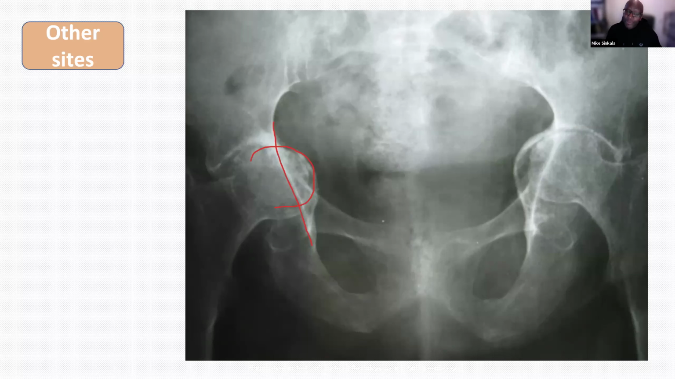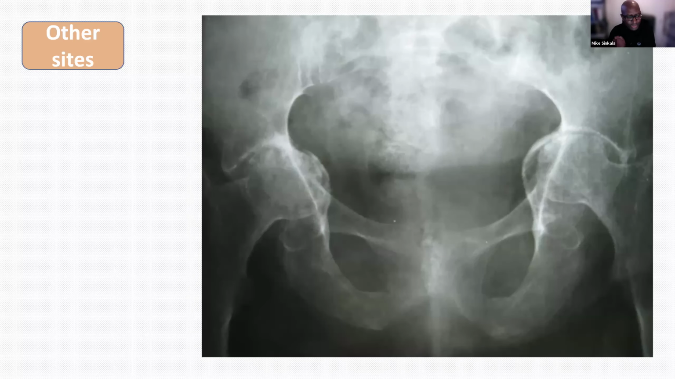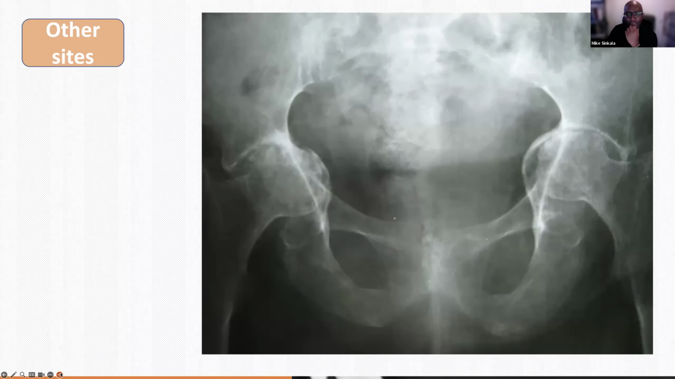And the joint space narrowing of the hip joint is symmetrical and concentric, meaning that there is equal joint space narrowing. What is happening on the left side is also happening on the right side. I said rheumatoid arthritis tends to involve similar joints in equal measure. Okay, so that is rheumatoid arthritis.